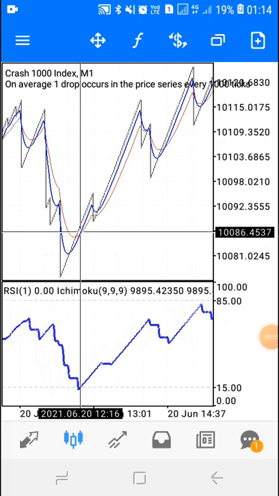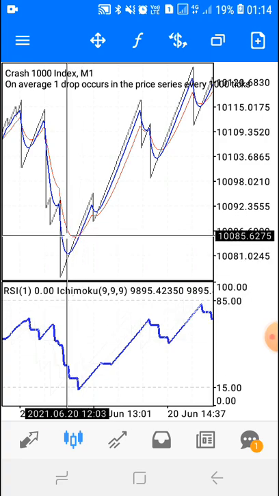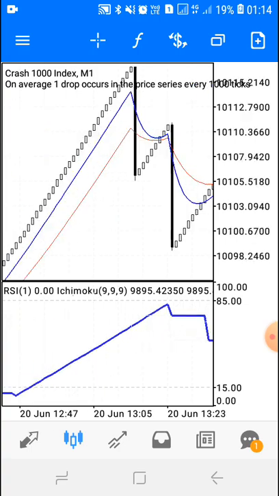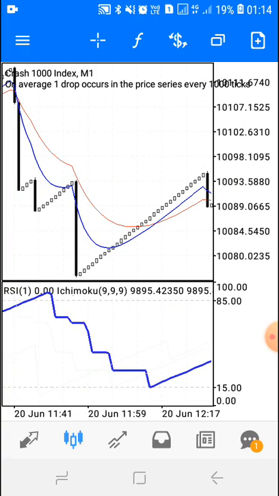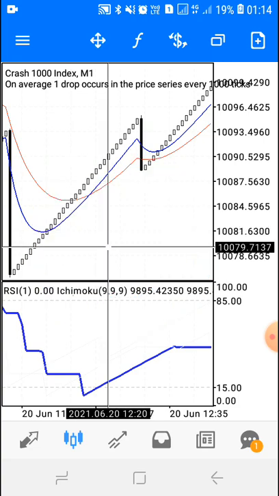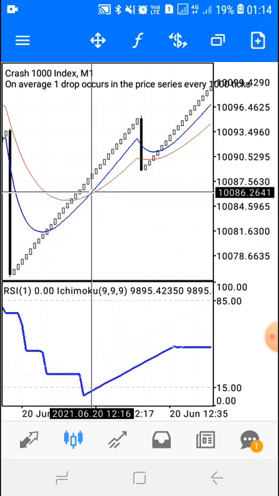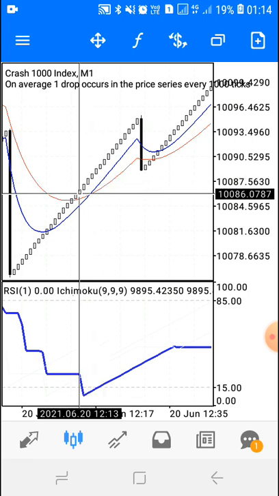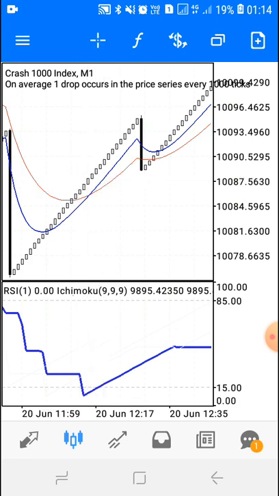Okay, you can see the moving averages over here. Check out this blue moving average crosses this red one over here. Let me just zoom in so that you can see what I'm talking about. Check out this. This blue moving average is crossing the red moving average. So what does that mean? It means that you are supposed to take buy entries.